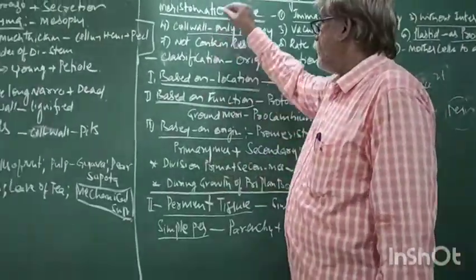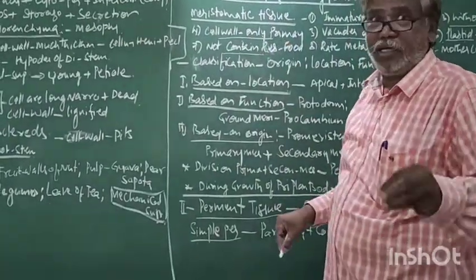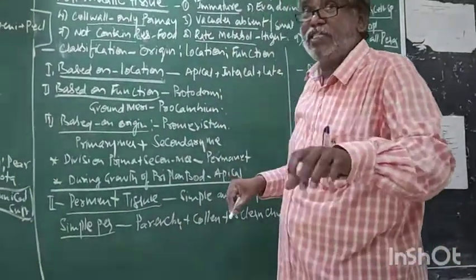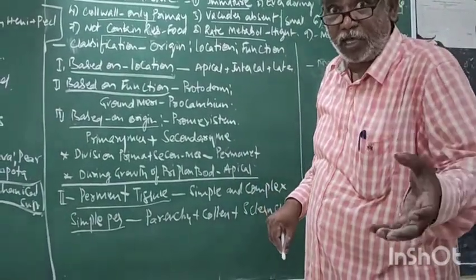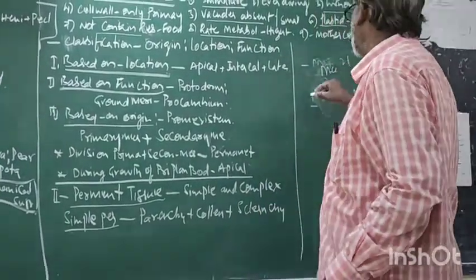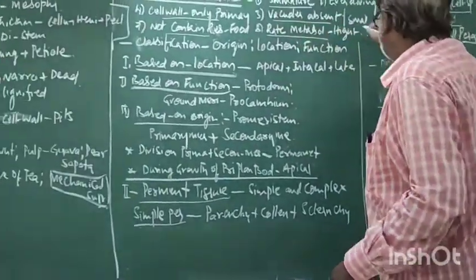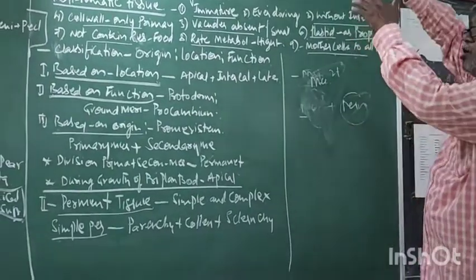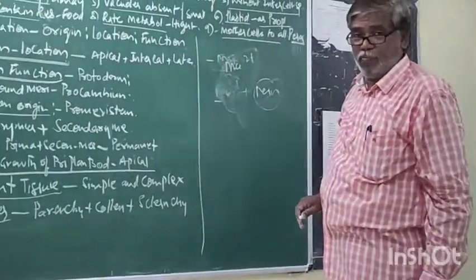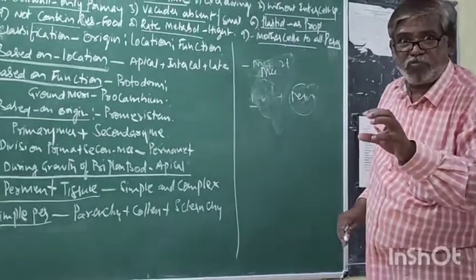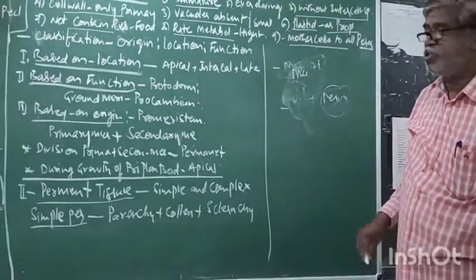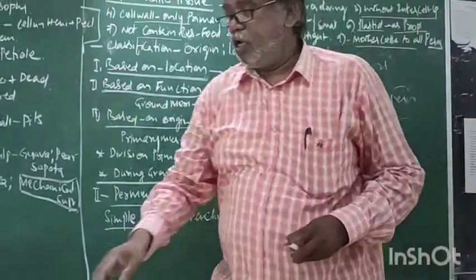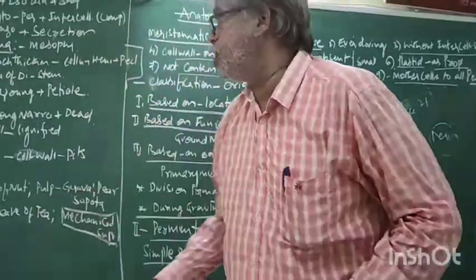The meristematic cells do not contain any reserved food materials. The rate of metabolism is high when compared with other tissue. These meristematic cells are mother cells to all remaining tissues. That means in plants, all different types of tissues are derived from meristematic tissue. Hence, the meristematic cell is a mother cell to all other permanent tissues. Now come to the classification.